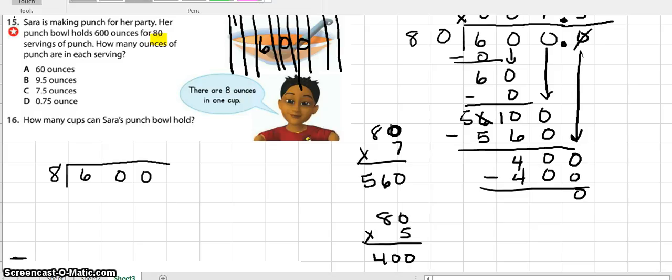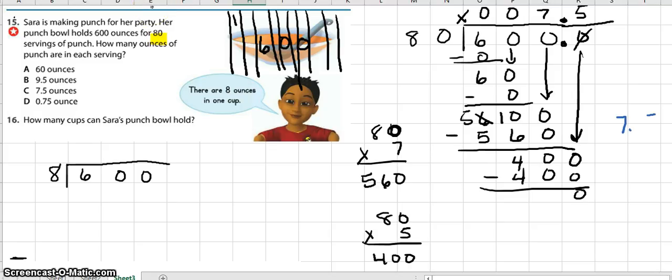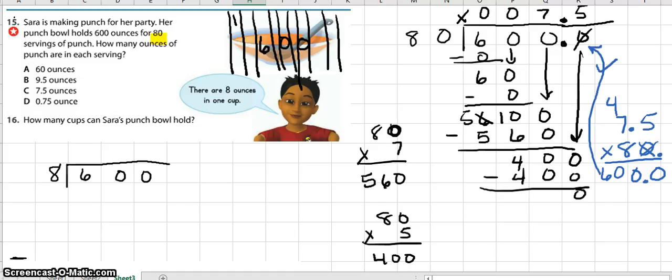So let's see if we can check it. 7 and 5/10 times 80. Mark it out. 8 times 5 is 40. Carry my 4. 8 times 7 is 56, plus 4 is 60. I've got one number behind the decimal, one number in my answer, and sure enough, it matches. My answer here is C.